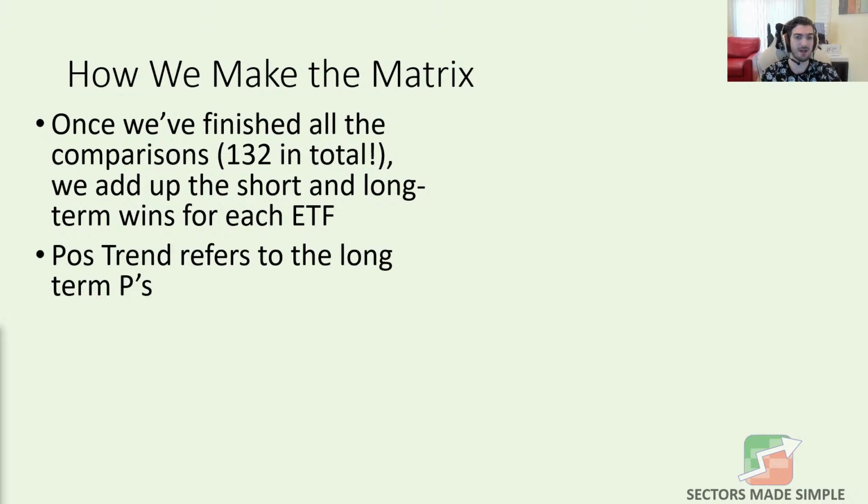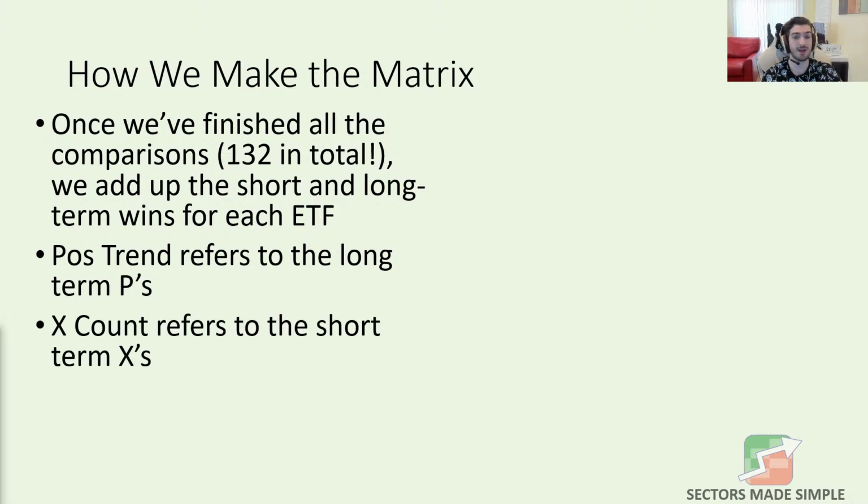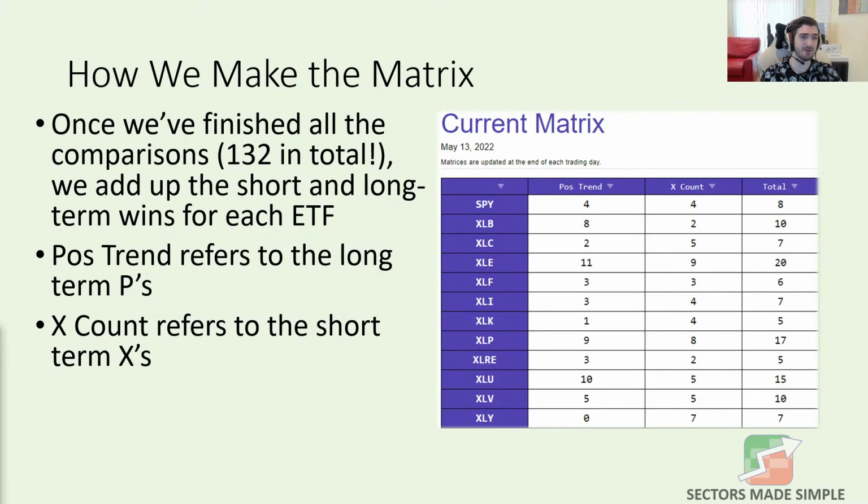Now, when we add them up, we're going to call them by their names. P stands for positive, N stands for negative, so we refer to this as the positive trend. Then we have our X count direction. Very straightforward. X stands for the X, or a column going up. So we add up how many positives we have, both in the short term and in the long term. And we put it together in a nice big table, like this.